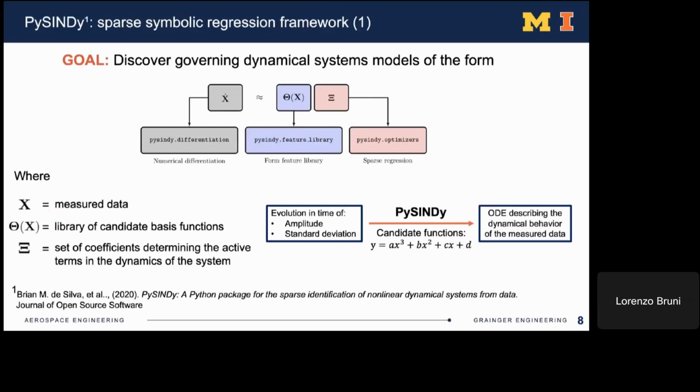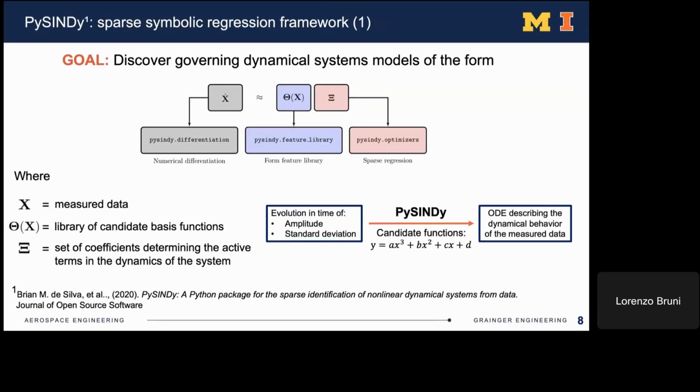Then the goal is to discover governing dynamical systems models of the form that you can see here using PySINDy, which is a Python package implementing a sparse symbolic regression framework, where X is the measured data, Theta is the library of candidate basis functions that we have to provide, and Xi is the set of coefficients determined by PySINDy, representing the active terms in the dynamics of the system.